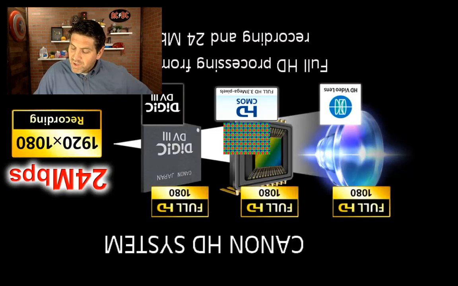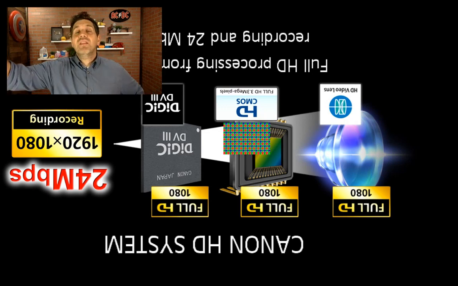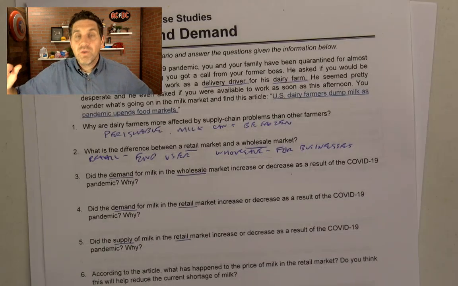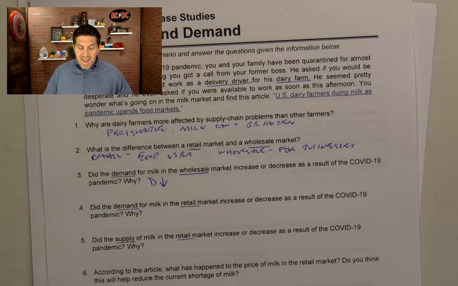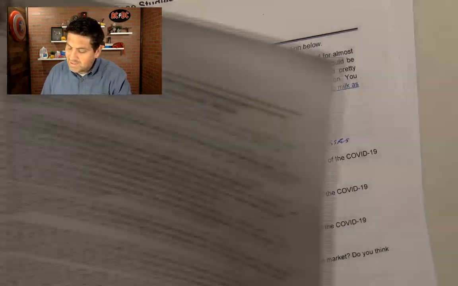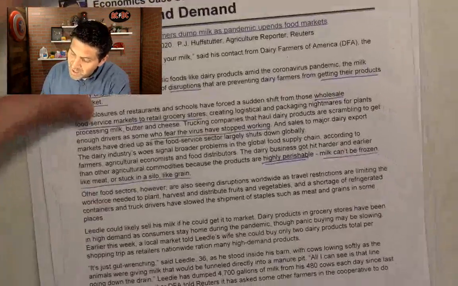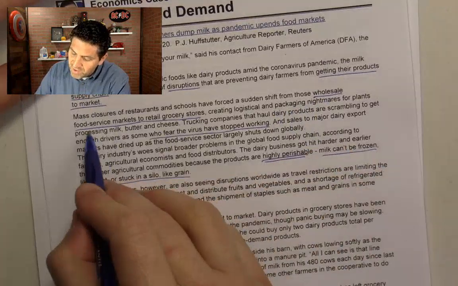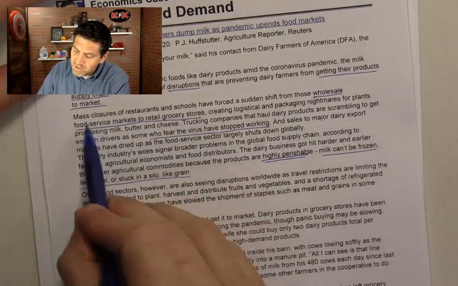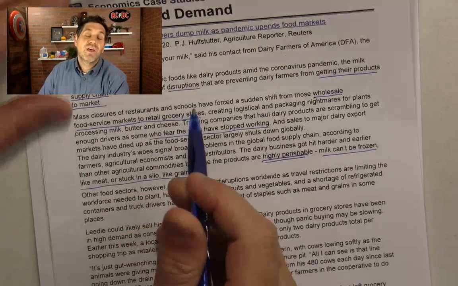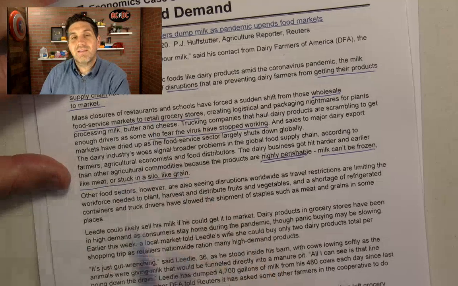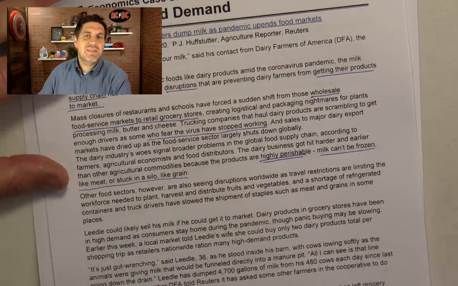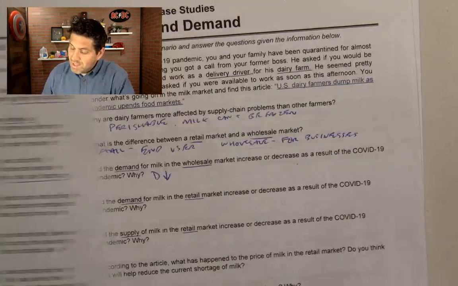Did the demand for milk in the wholesale market increase or decrease as a result of COVID-19? What do you think? The answer is demand decreased, no doubt about it, and it actually says this in the article. It talks about this idea in several places: a sudden shift in the wholesale food market to retail grocery stores. In other words, mass closures of restaurants and schools. Think of all the schools that buy milk, and all the restaurants that buy milk. All that demand has decreased because those restaurants have shut down.